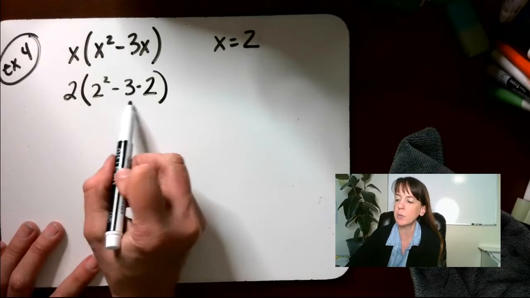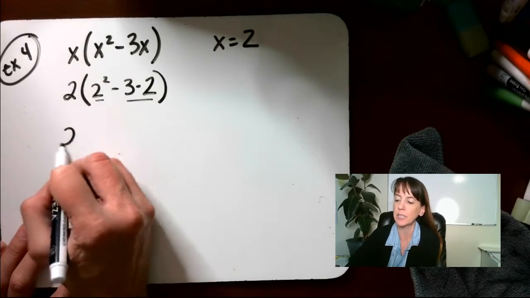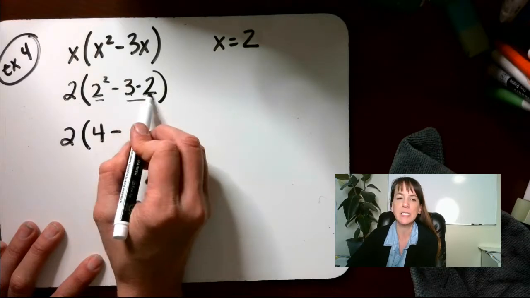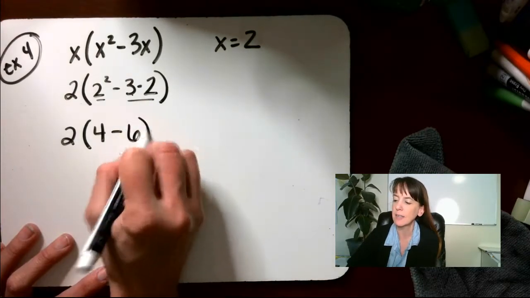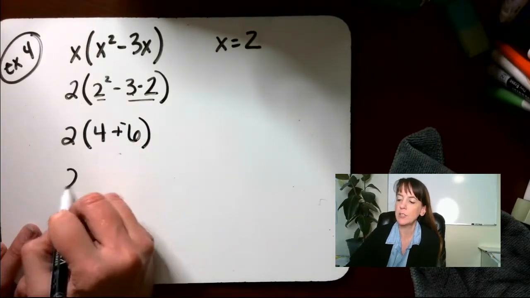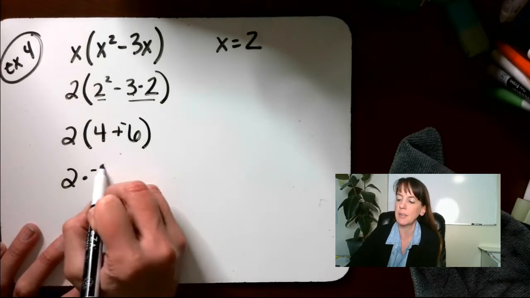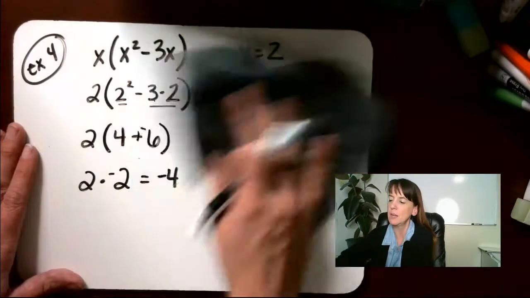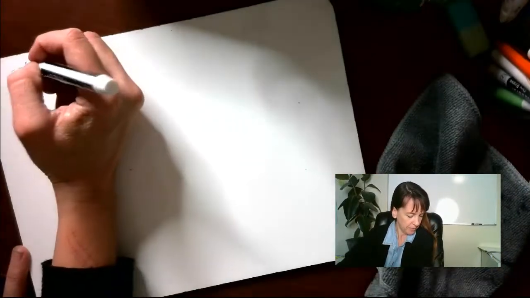Order of operations, we want to do this guy and that guy. So we're going to get 2 times, that's going to be 4 minus 3 times 2, which is going to be 6. Add the opposite there. We get 2 times, this is going to be negative 2, which equals negative 4. Negative 4, okay?